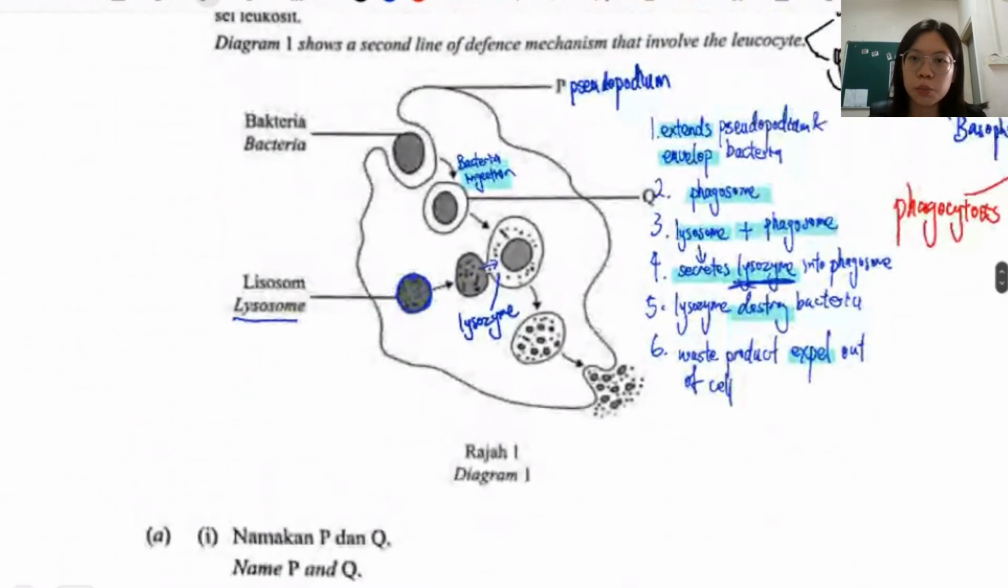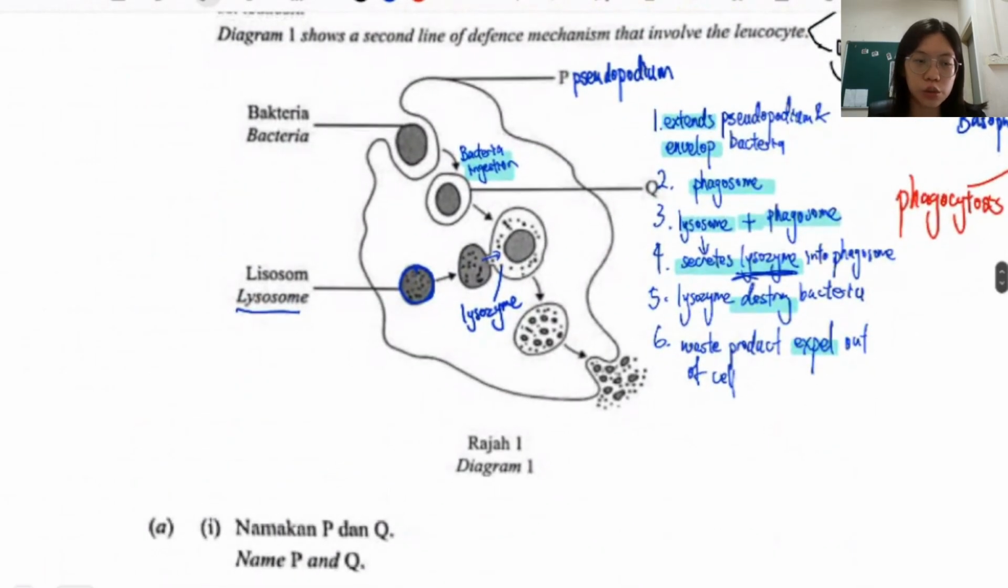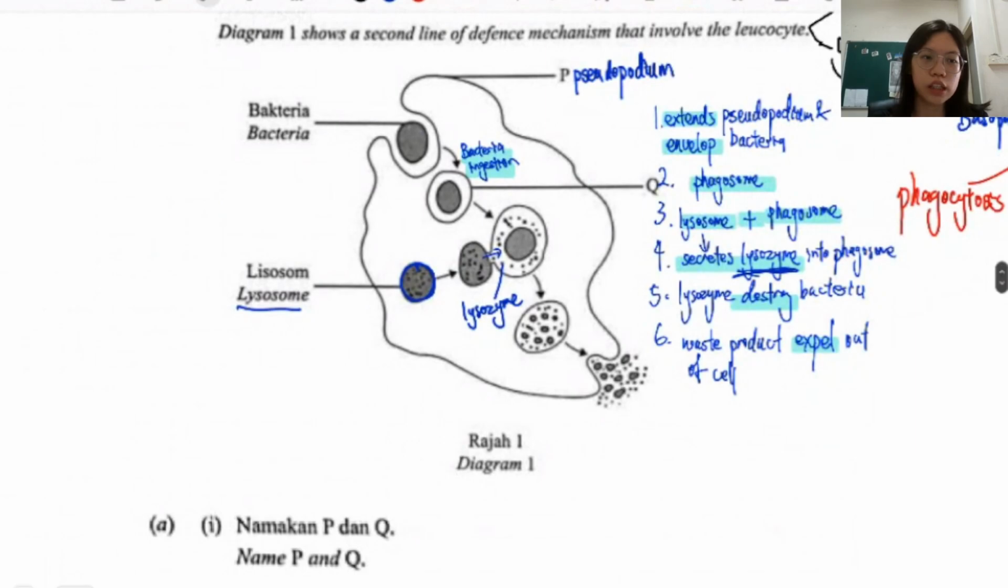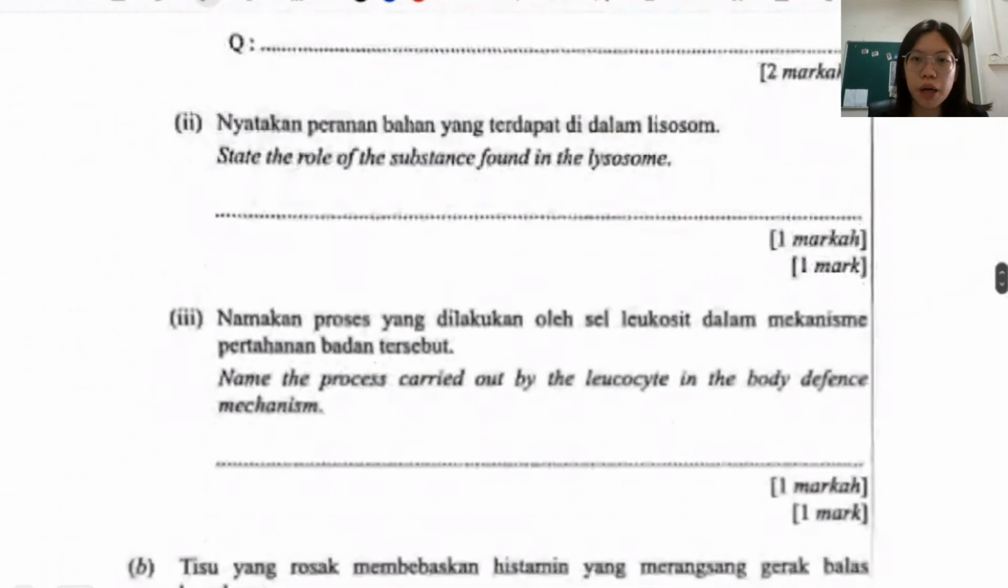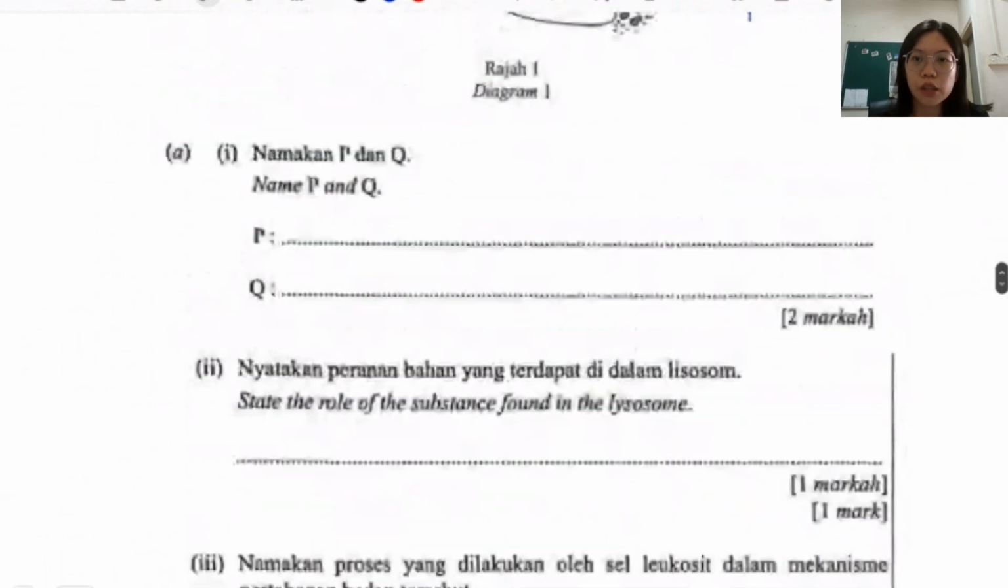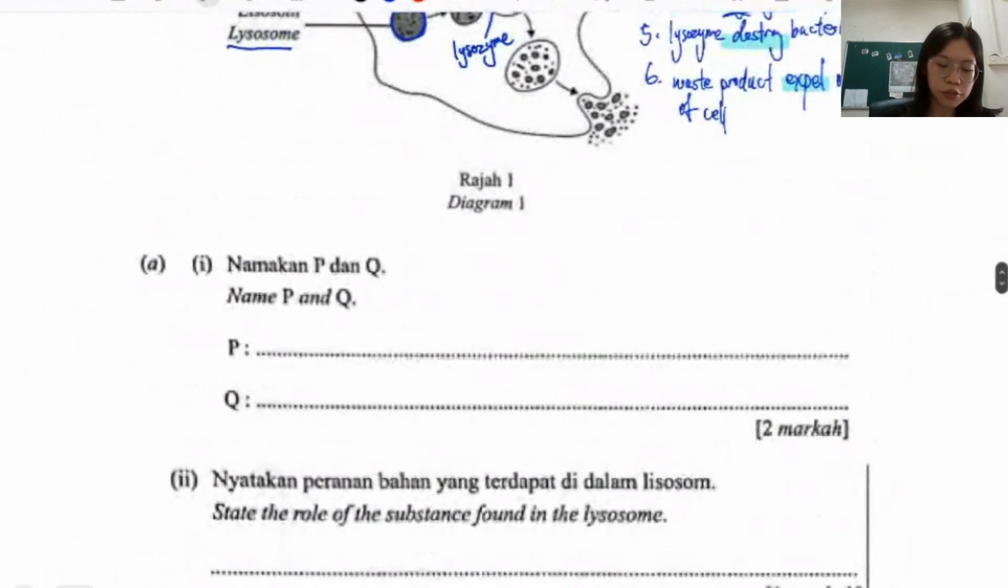So P and Q are basically what I've mentioned already. P is pseudopodium and Q is the phagosome. What about the role of the substance found in the lysosome? What is the substance found? The substance found is the lysozyme.